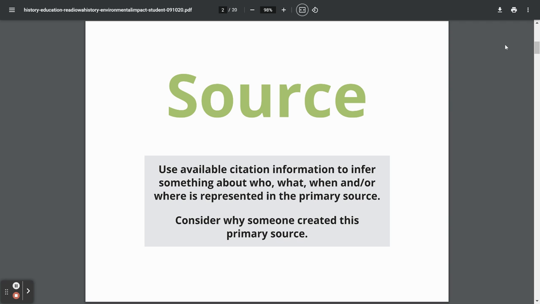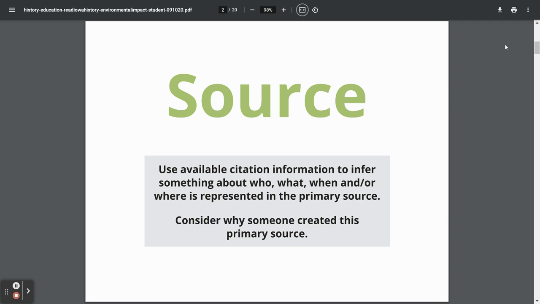The first step in the SOC strategy is source. We need to use available citation information, which sometimes means looking below a photo or looking at who the author was, to infer something about who, what, when, or where it's represented in the primary source. We also want to think about why someone created this primary source.